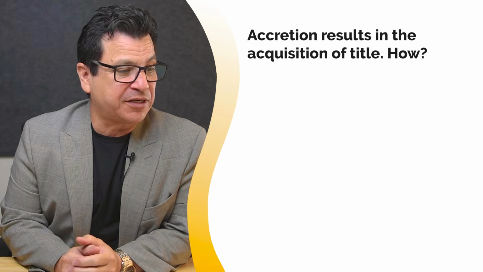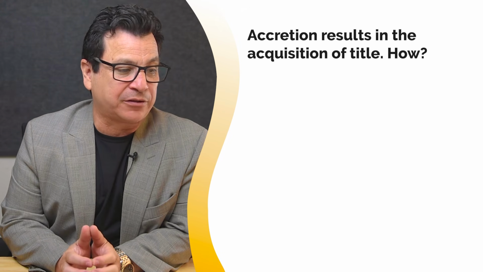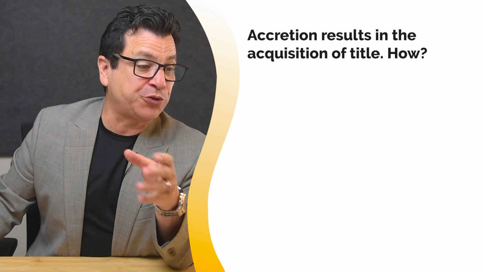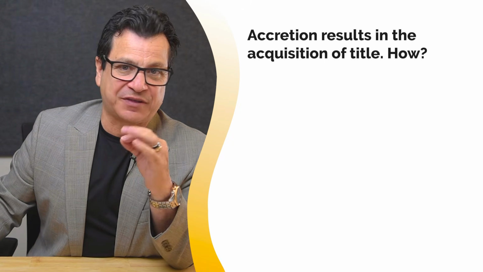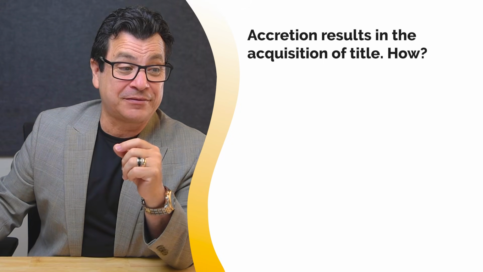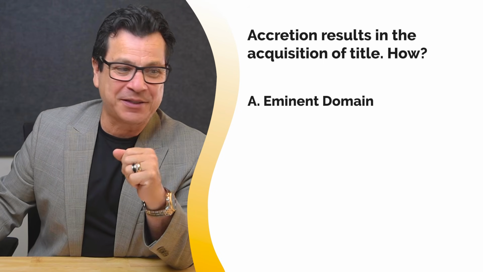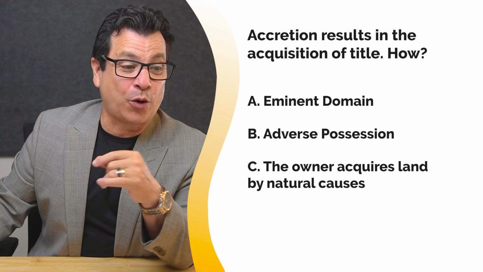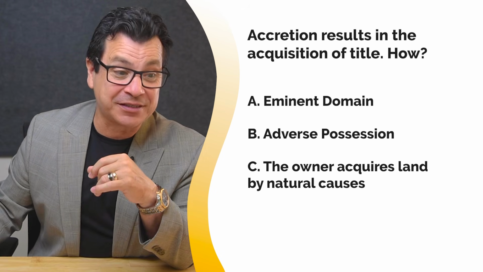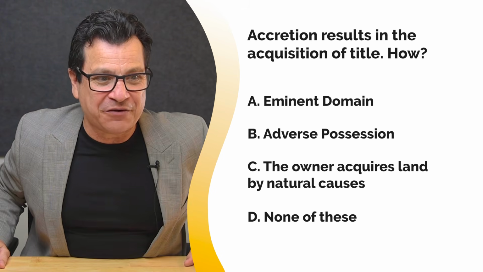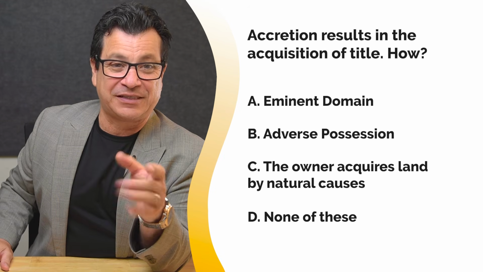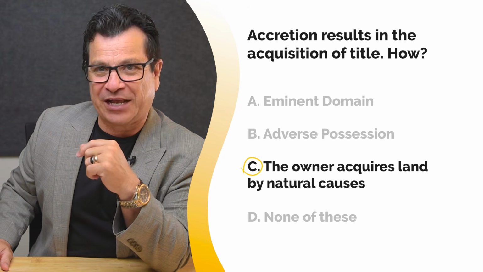Accretion results in the acquisition of title. How? Ooh, this is a good question. I like this question. Accretion results in the acquisition of title. How? A, eminent domain. B, adverse possession. C, the owner acquires land by natural causes. Or D, none of the above. The answer is C, the owner acquires land by natural causes.